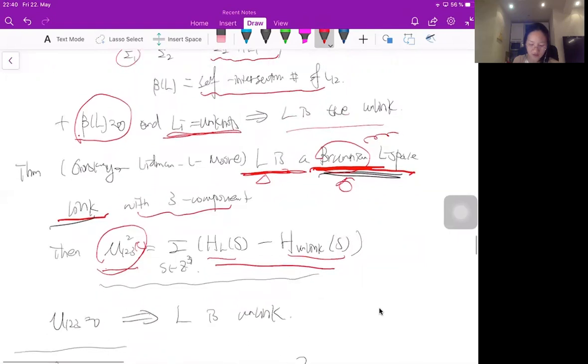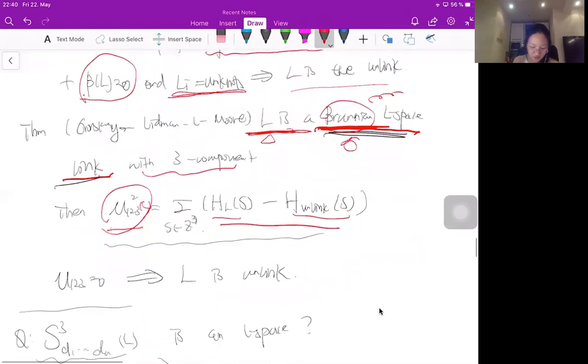As in the same story for Sato-Levin, if we assume the triple Milnor number equals 0, then we can prove the link actually is the unlink. So you can detect a Brunnian L-space link to be an unlink by observing whether the triple linking number is 0 or not.